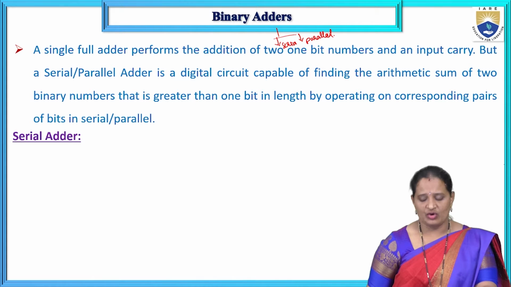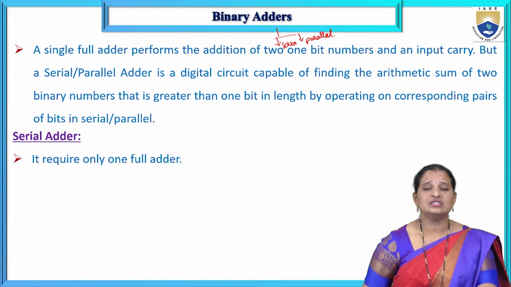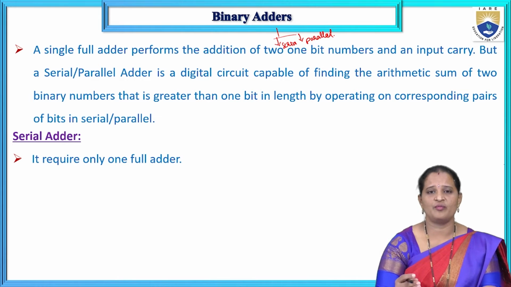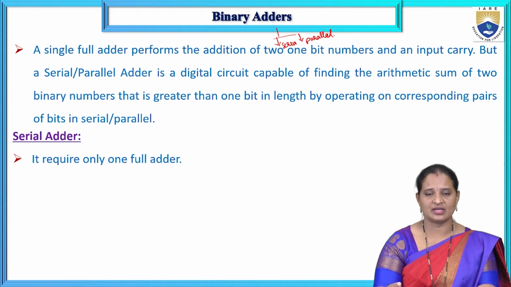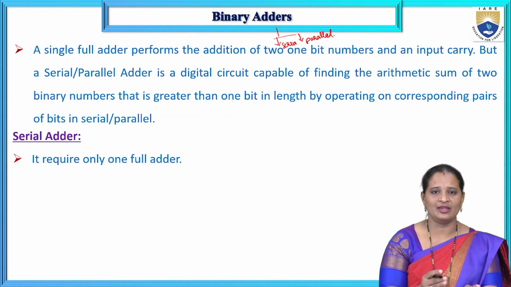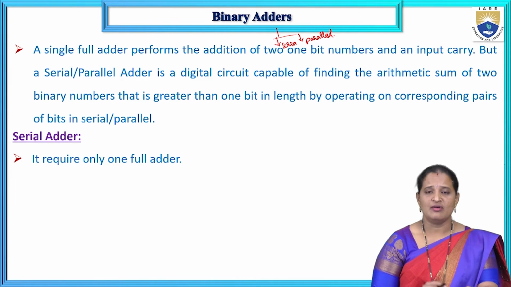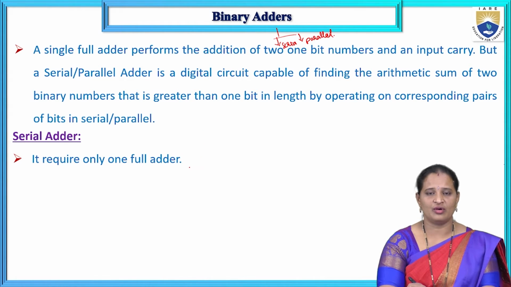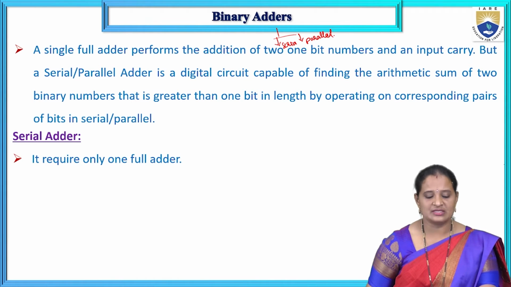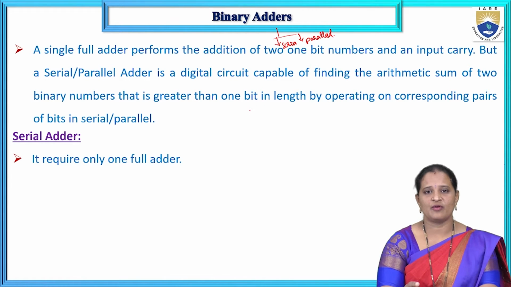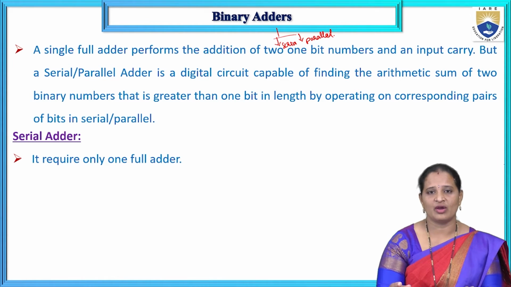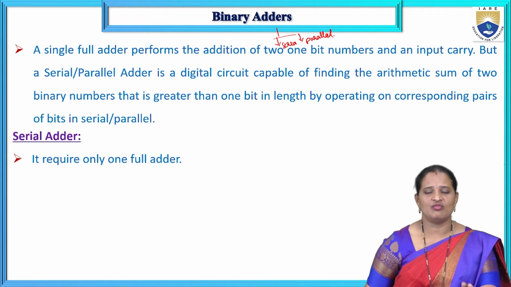So first let us see what a serial adder is. A serial adder is a circuit which can perform the addition of two binary numbers of more than 1 bit each by adding bit by bit from LSB to MSB in serial fashion. For doing this, we need only one full adder. With one full adder, we can perform the addition of two binary numbers of more than 1 bit each. So what is the logic behind this serial addition?